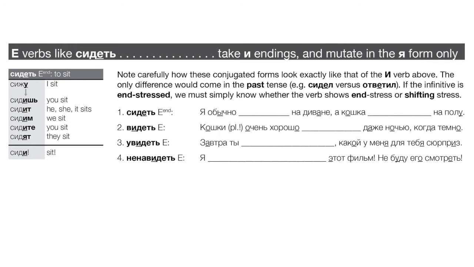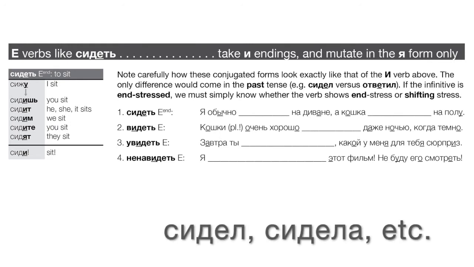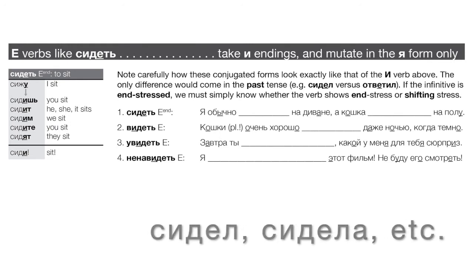So essentially in the present tense, or in these conjugated forms, remember, they could be future tense. It depends on the aspect of the verb. These verbs look exactly like e verbs, right? Because the ye is nowhere to be found anymore. Now, of course, in the past tense, you would see a difference because you're working from the infinitive, and you would get the past tense, for example, сидел.